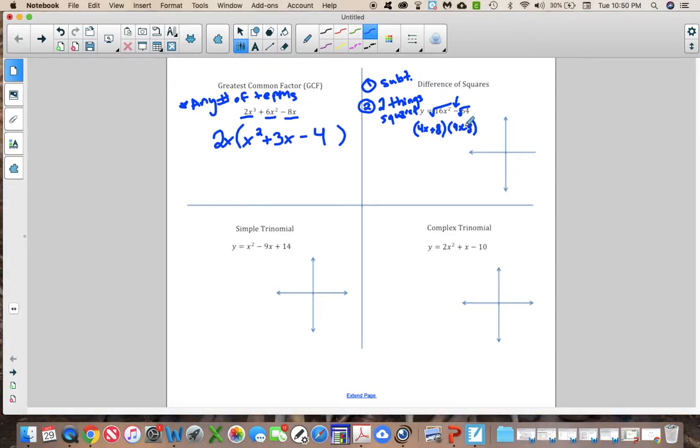Sorry, you can't see this very well. I need to make more room. But 4x plus 8, 4x minus 8. Those are my 2 pieces when he's factored down.